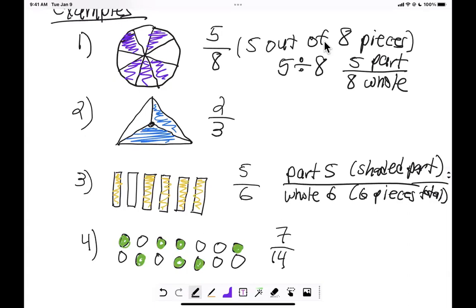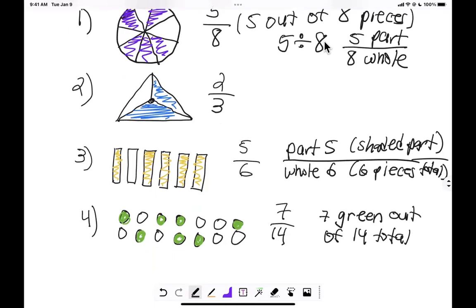Another way to think about it, I have 7 green out of 14 total. And that's why the green is a part and the 14 is a whole. Now, yes, we always simplify fractions, but we're not there yet. As soon as I get to simplifying fractions, you won't see 7 over 14. Those of you who remember how to simplify your fractions, it'd be 1/2, but we'll get there. But that's what my picture represents, 7 out of 14.